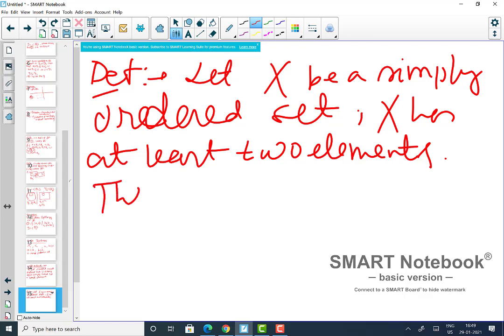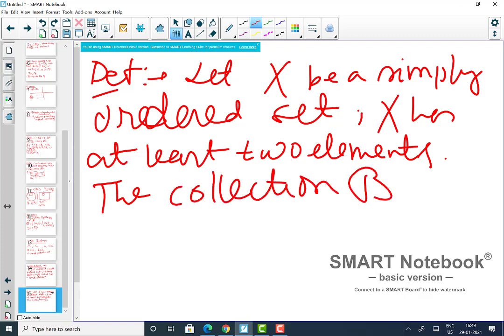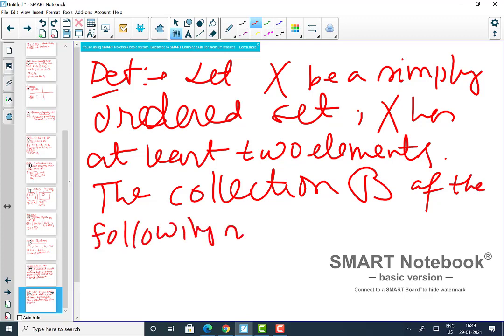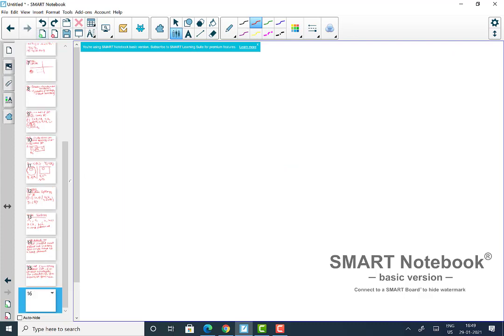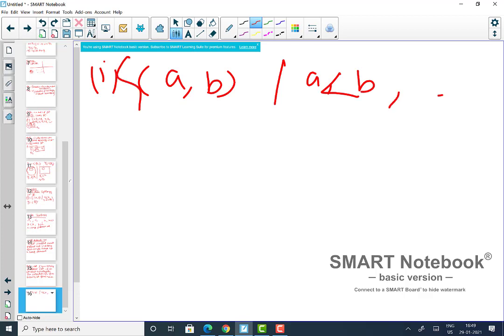The collection B of the following sets forms a basis. There are three types of sets. The first type is the obvious natural one: (a, b) such that a is less than b. So you collect all such elements.